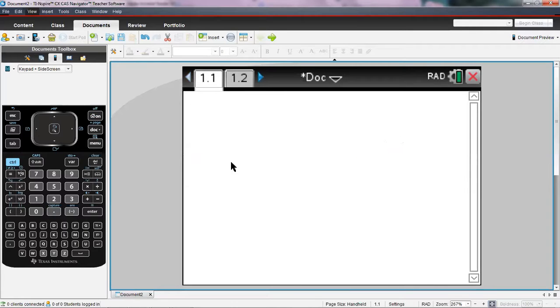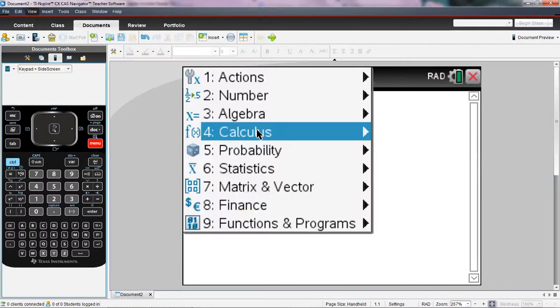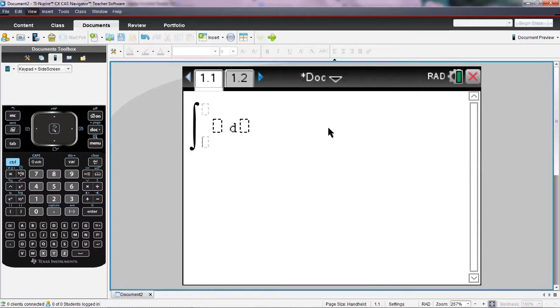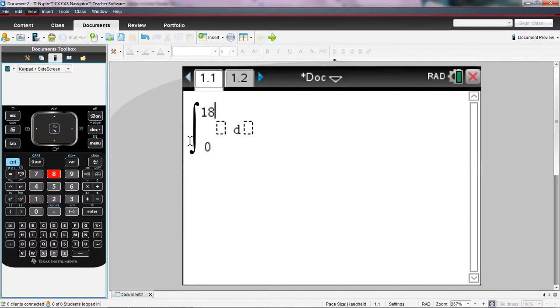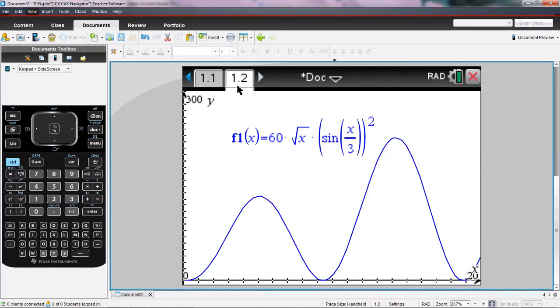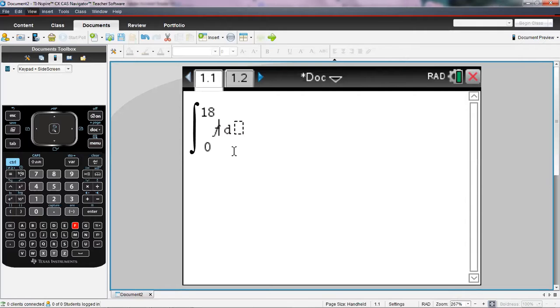I need to do the integral. So I'm just going to do this. Menu, calculus, integral. Then I need the integral from 0 through 18. Right here, 18. And then I'm going to put here y1 or f1 because it's the function right here, you see, f1. So I'm going to put here f1 of x dx.